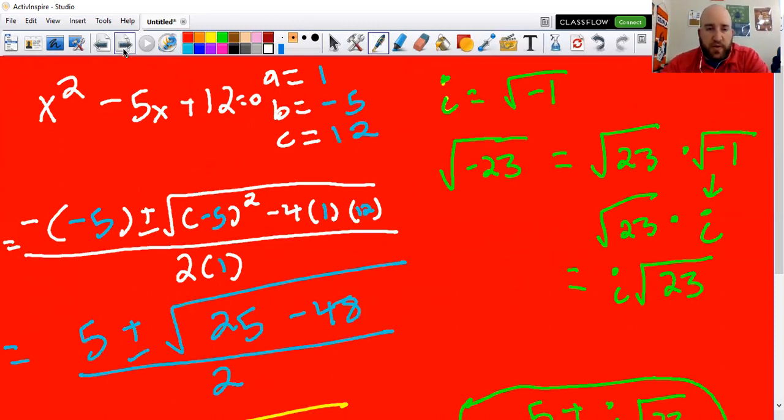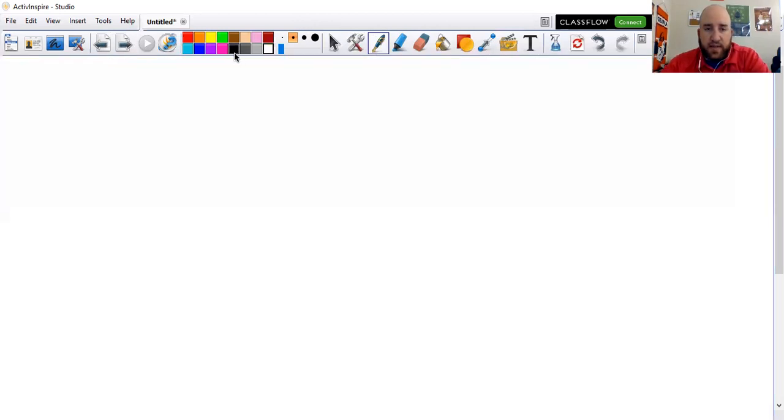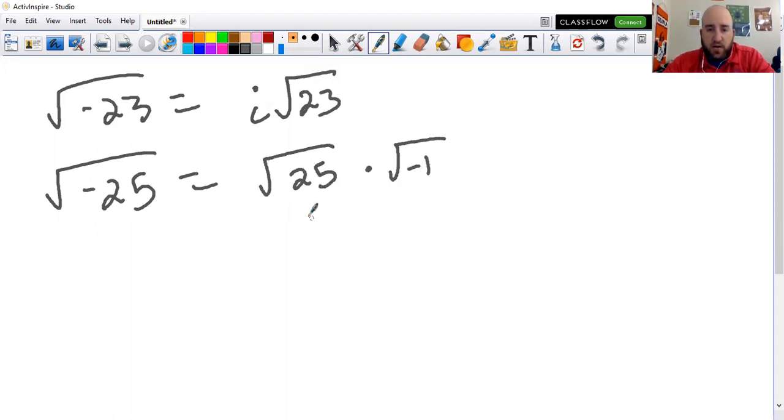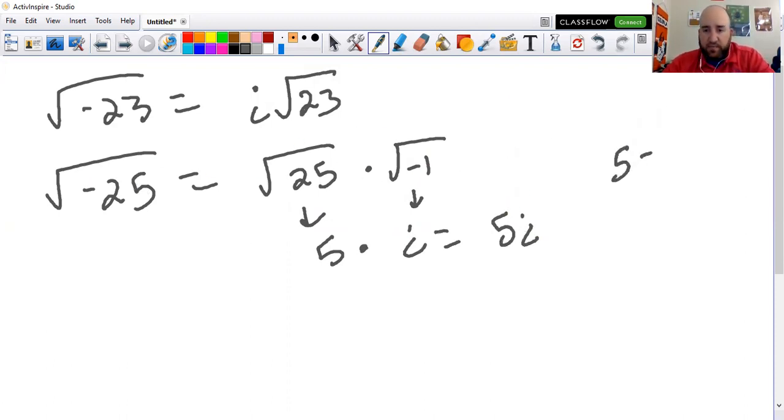Again, I just want to show y'all real quickly the imaginary numbers, though. One last thing. So we looked at the square root of -23, which would eventually give us i square root 23. If I did 25, it'd be the square root of 25 times the square root of -1. Square root of 25 is 5, times i would be 5i. So if I had had this on the last problem, it would have been 5 plus or minus 5i over 2.